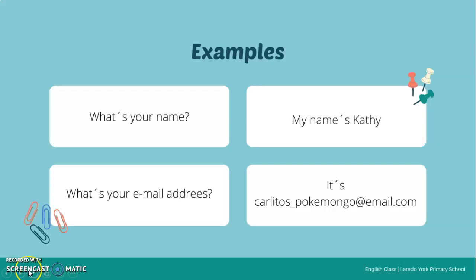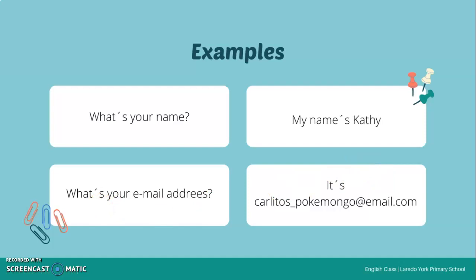And I have some examples as well for you. We have, what's your name? My name is Kathy. My name's Kathy. You can say my name is, or remember, my name's Kathy. Remember that it sounds more natural if you say my name's Kathy, okay? Or my name's Carlos, or my name's Lupita, right? Whatever your name is. And we have, what's your email address?